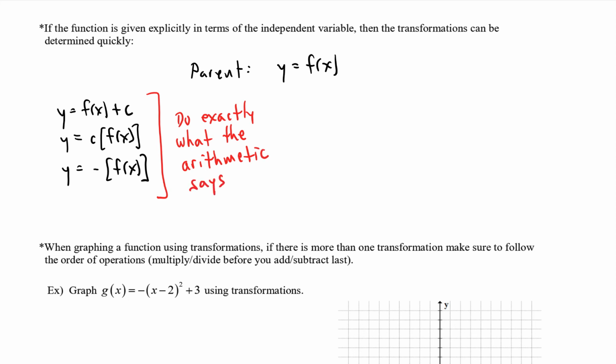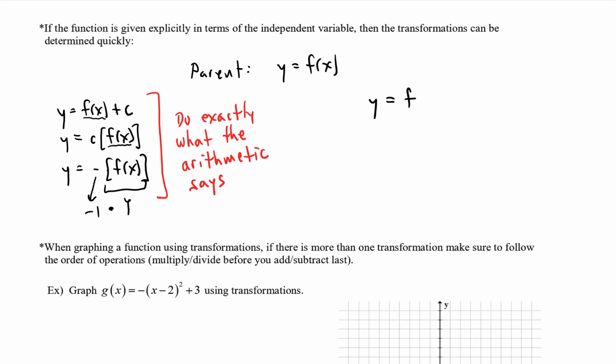So for example, you take y times negative 1, because that's what it says to do. It says take the y values of f times negative 1. This one says take the y values of f times c. This one says take the y values of f plus c, or minus c if it's a negative number. You just do exactly what the arithmetic says.